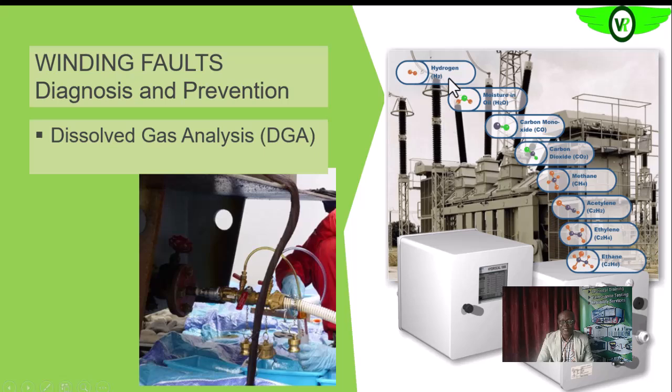Here are some of the products of decomposition of the oil, or of the interaction of the oil and the heat or fault condition within the transformer. We have hydrogen. Remember that when we have a high thermal event like arcing within the transformer winding, that can cause the dissociation of the hydrocarbon molecule, producing hydrogen gas. So that hydrogen gas is a clear signal that there is an electrical fault within the transformer.